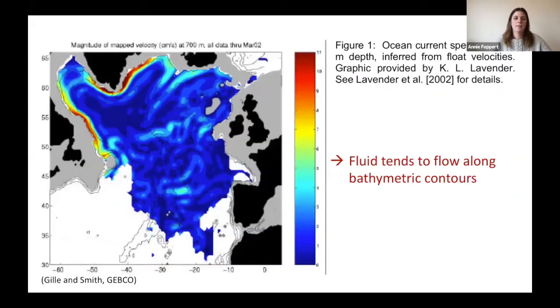As a consequence of that in the ocean, for example, the fluid tends to flow along bathymetric contours, along constant depth contours. This is a picture of the velocity mapped at 700 meters depth from a bunch of float velocities. You can see, especially along this boundary of the basin, along this isobath and all around here, that the flow wants to stay on whichever isobath it is on to begin with. And these are direct observations from the ocean.